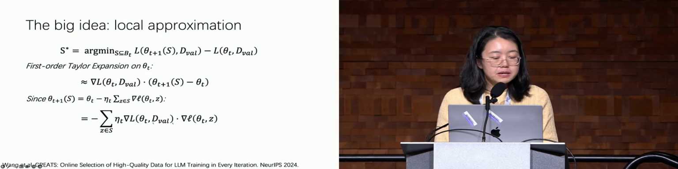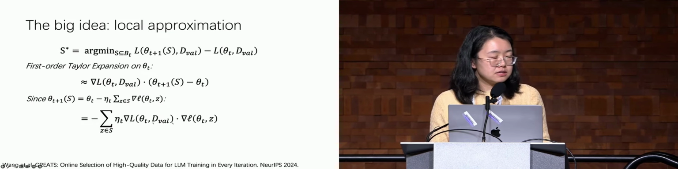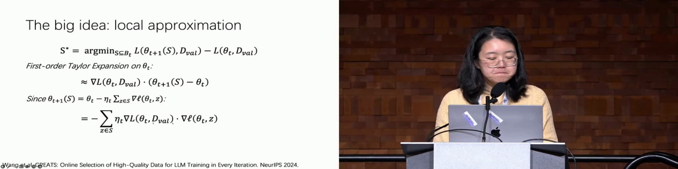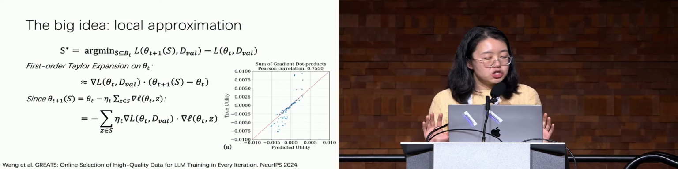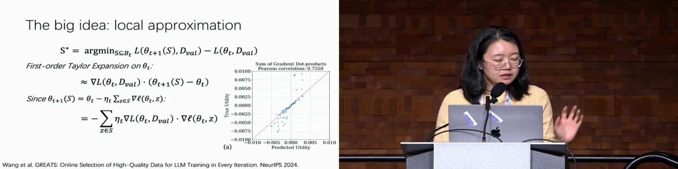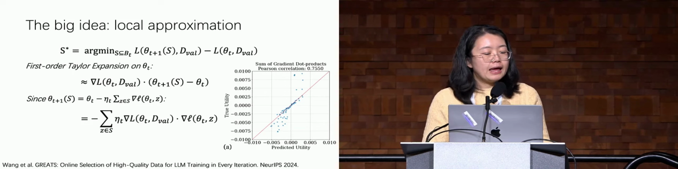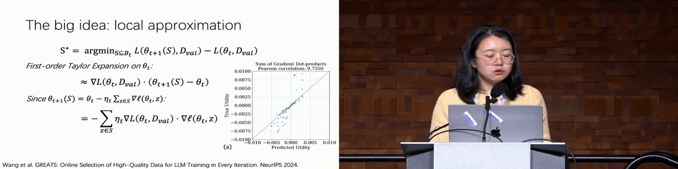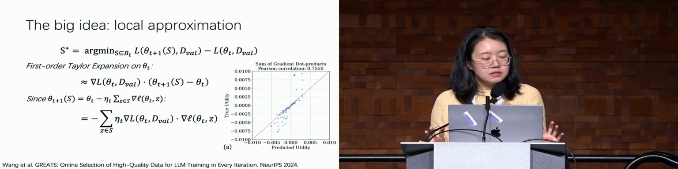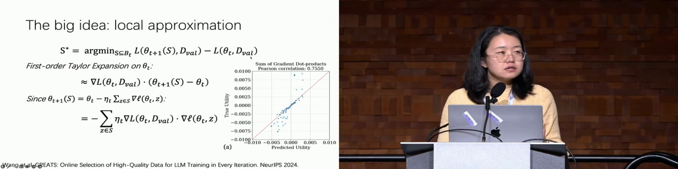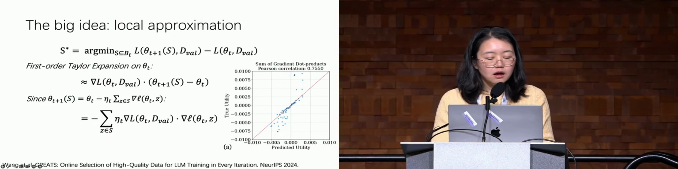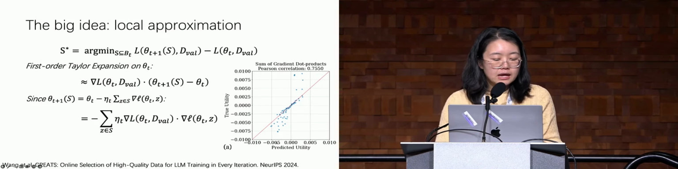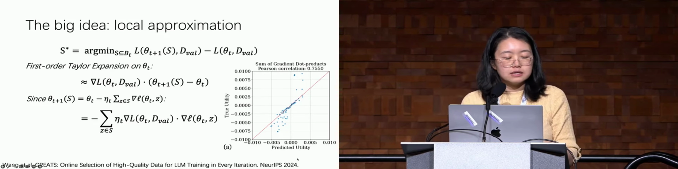And if you apply Taylor expansion, you will get the gradient of the loss at the validation data multiplied with the change of the model. Because the model change is driven by gradient descent, you can plug in the gradient descent step inside, and overall, with local approximation, you can arrive at the final line, which says that this loss improvement can be approximated by the gradient of the validation data dot product with the gradient of each candidate within your set, and you take a sum over all the data points in your set.